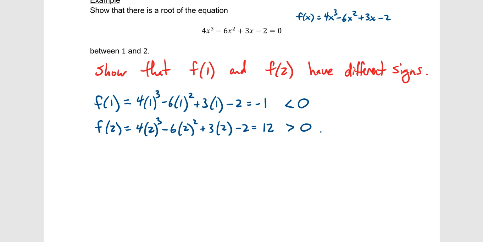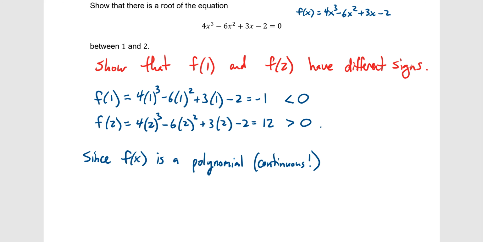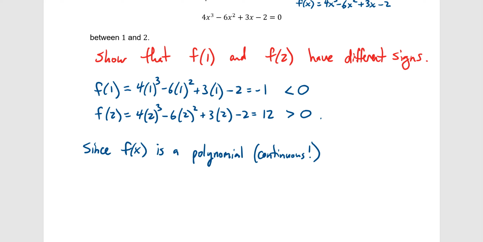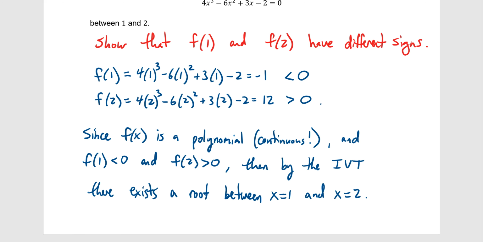And now for our concluding statement here. So we're going to say, since f of x is a polynomial, which means it's continuous everywhere, and f of 1 is negative, and f of 2 is positive, then by the intermediate value theorem, there has to be a root between x equals 1 and x equals 2.